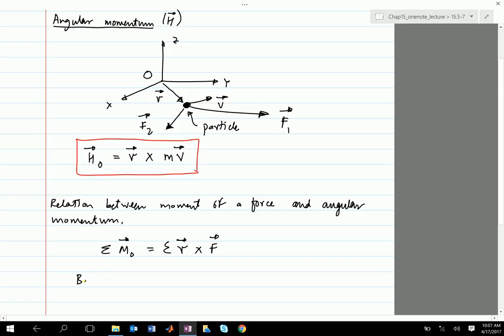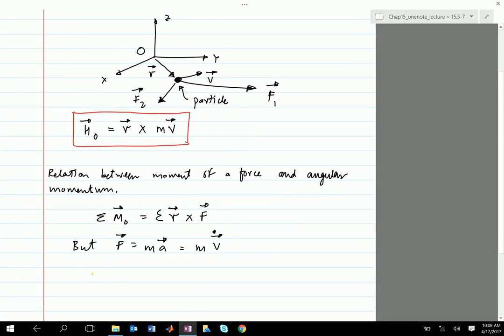But F, by Newton's law, is mass times acceleration, or in other words, mass times v dot, right? Rate of change of velocity is acceleration. So then we can substitute F in the equation to get the moment about point O is r crossed with F, which is the same as r crossed with m v dot. Okay, but r cross m v dot, if you observe this expression here, is simply the rate of change of angular momentum, which means that this is equal to H_O dot, right?